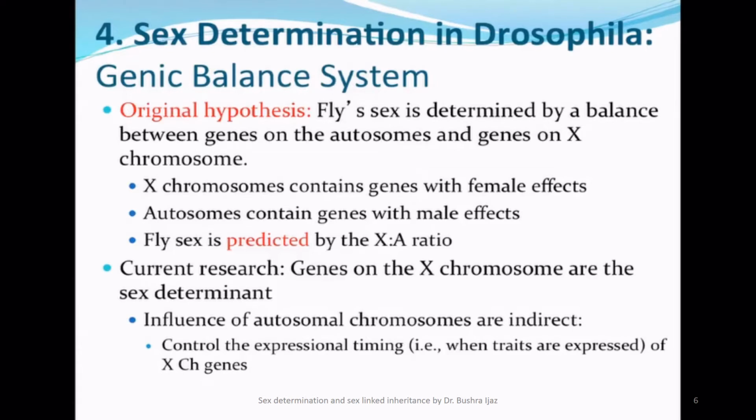More current research has determined that genes on the X chromosome are the sex determinant. They influence the autosomal chromosomes a little bit, but the effect of the autosomal chromosomes is very indirect compared to the genes being expressed on the X chromosome. So what ends up happening is there's a control of expressional timing. There is a very specific time when the X chromosome genes are going to be expressed and upregulated to go through transcription and translation.